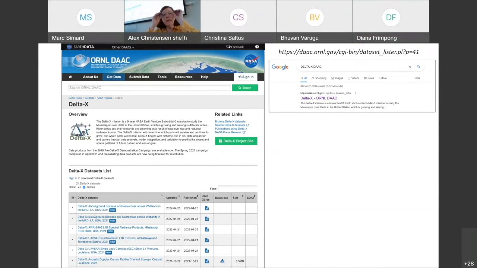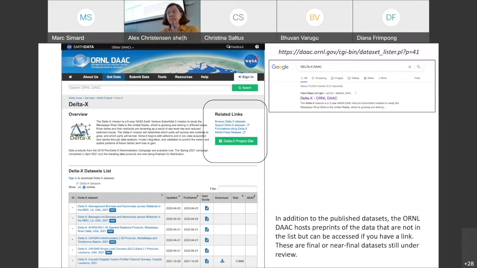This is just an example of what the data set will look like whenever you get to the archive center. You can search for the archive center simply by doing a Google search on Delta X DAAC. That simple. It's the first thing that comes up. There is another way that you can find the data, and I want to say a few things about this. This page will show you links to browse through the data, to look at the data in different ways.